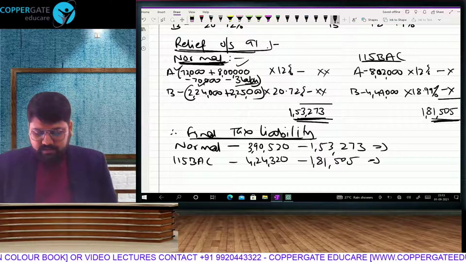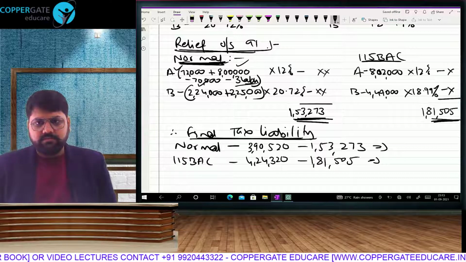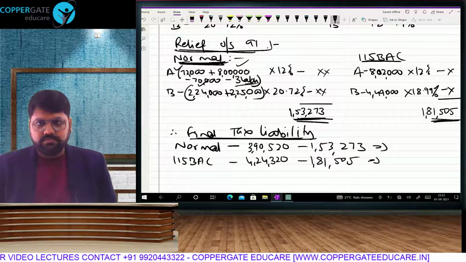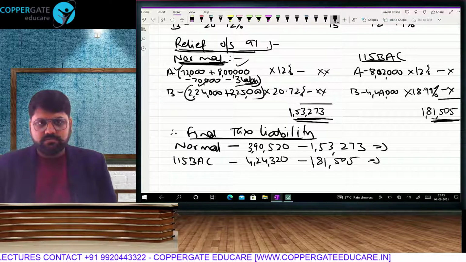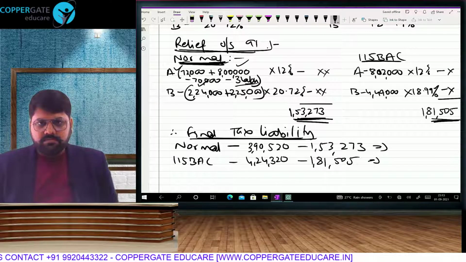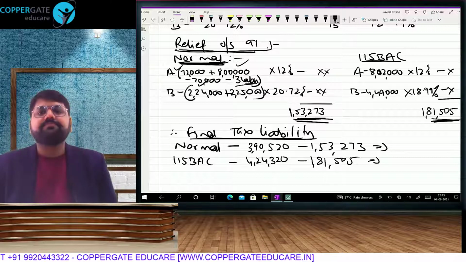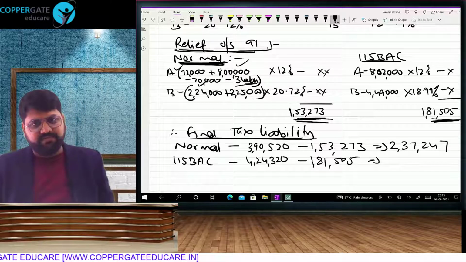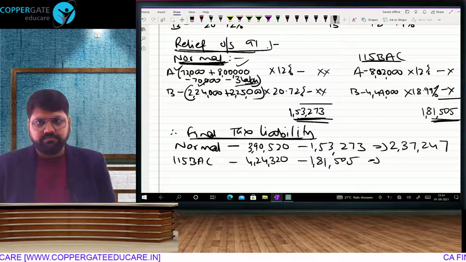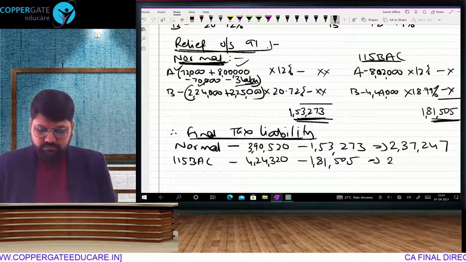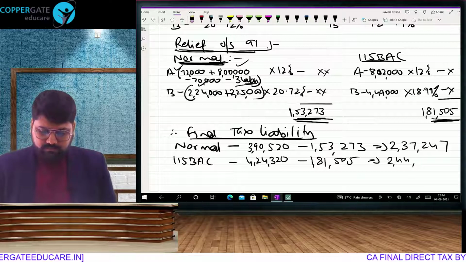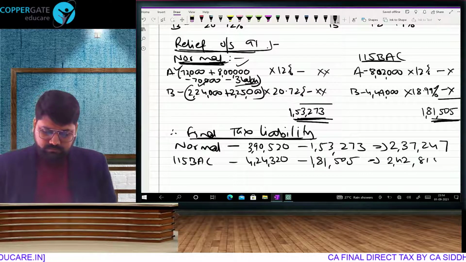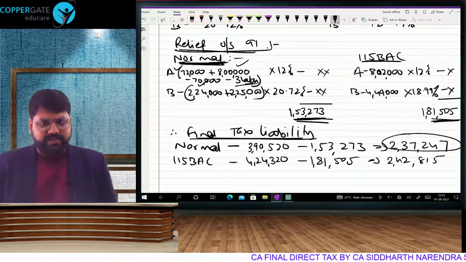Please tell me. Final tax in normal. And final tax in 115 BAC. Obviously, this being lower of the two will be our final answer.